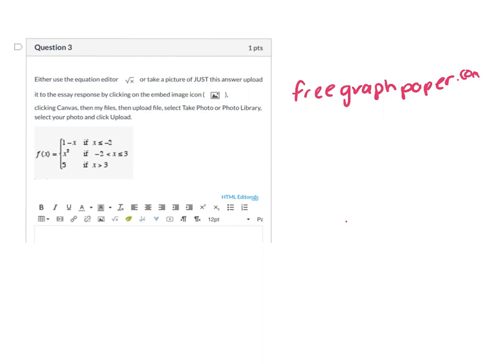If you don't have a printer at home and you are going to do it by hand, just make sure you're very neat. Make sure your spacing is accurate. Don't go like this one's going to be like this, this is going to be like that. That's not an accurate graph, okay? So just keep that in mind.